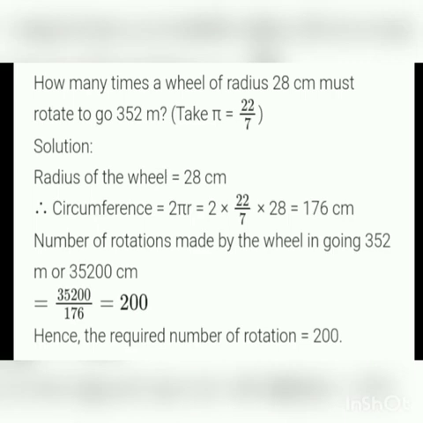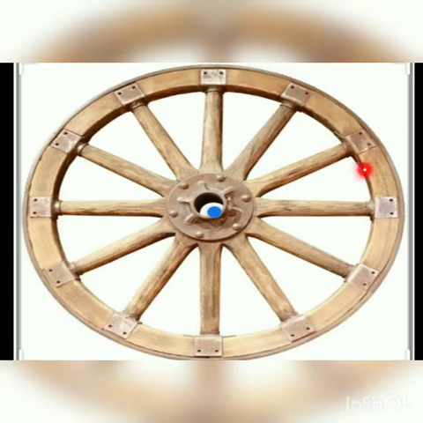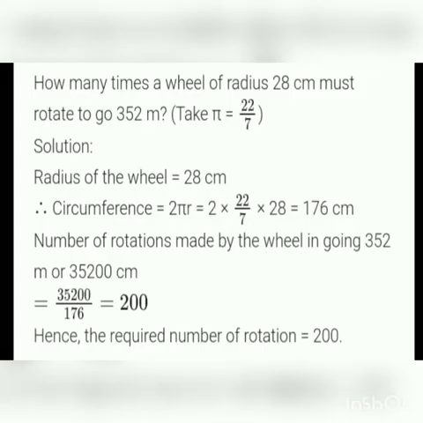First, the radius of the wheel is given. When the wheel makes one full complete turn, how much distance will it move? That means when we rotate this wheel fully, how much distance does it cover? That distance is the circumference, isn't it? So the radius of the wheel is given, from which we can find the circumference. 2 pi r, 2 into 22 by 7 into 28. Why did we use 22 by 7 here? Because 28 is a multiple of 7. 7 into 4 is 28, cancelling, you get 176 centimeter. That means when that wheel rotates one time, it moves a distance of 176 centimeter.